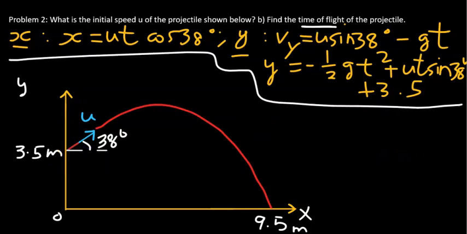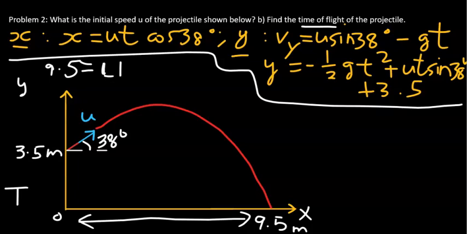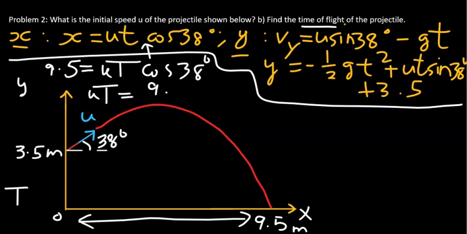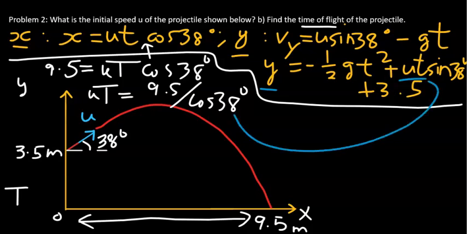Let's determine first the time of flight. So the time of flight is the time it takes to go from here to here. Let's call that capital T. So when x is 9.5, time is capital T. And do not forget cosine 38 degrees. I'm using this equation right there. So you see that the product u capital T is quite simply 9.5 over cosine 38 degrees. Note that this equation for the y coordinate has that product. And substituting this information in here, we can solve for capital T as follows.